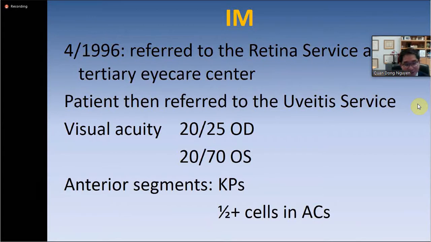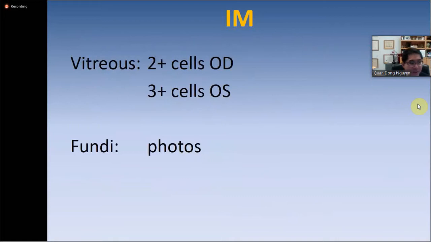At that time, the visual acuity was 20/25 in the right eye and 20/70 in the left. The slit lamp showed a few KPs, keratic precipitates, and a very small amount of cell in the anterior chamber, 0.5 plus cell, therefore less than what we can count. The vitreous was described as having 2 plus cells on the right and 3 plus cells on the left. So 2 plus cells on the right and 3 plus cells on the left. And that Dr. Seppa has discussed with you.